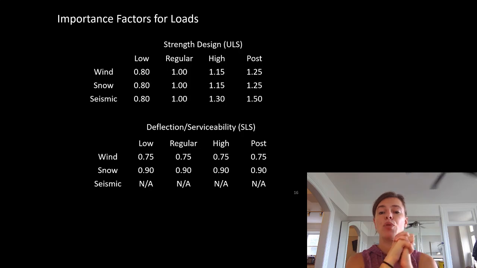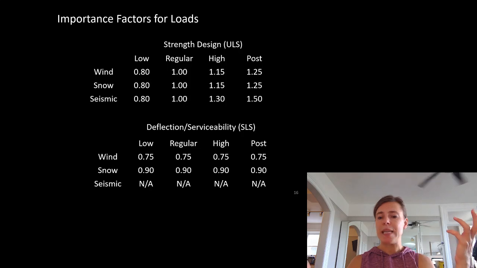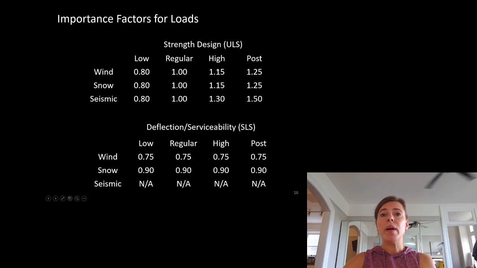If we're talking about strength design, or our ULS, ultimate limit states design, within that we're talking about these factors right here. For a regular building, our importance factors are 1. I said it was normal; it means we just keep on doing the same old thing. If it's high importance, we will increase wind and snow by 1.15 and seismic by 1.3. So a 30% premium on our structure for seismic loads, the part that is supporting seismic loads.